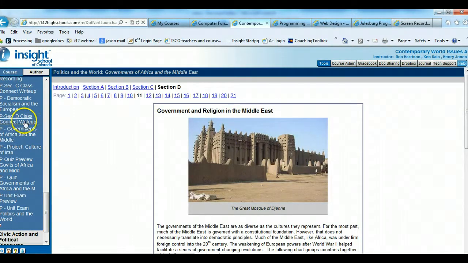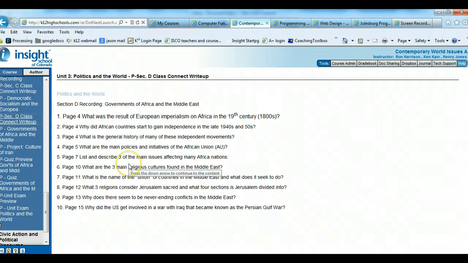At page 11, let's go back to the write-up. And the write-up says, so page 11, what is the name of the Union of Countries in the Middle East and what does it seek to do?